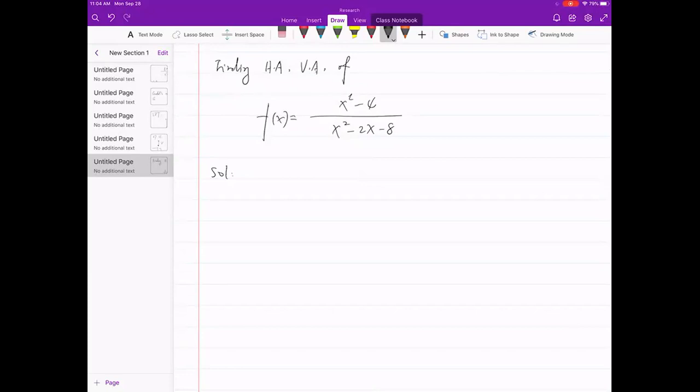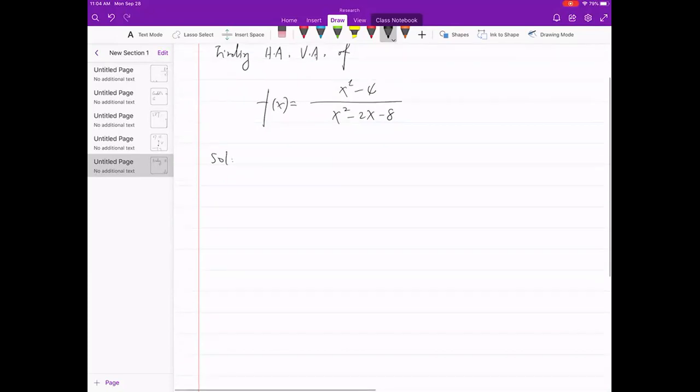To do this type of problem, you have to be very clear on what you are looking for and how to do it. The actually doing it is really easy. The harder part is knowing what to do. So let's make it clear. For horizontal asymptote, you check two things.